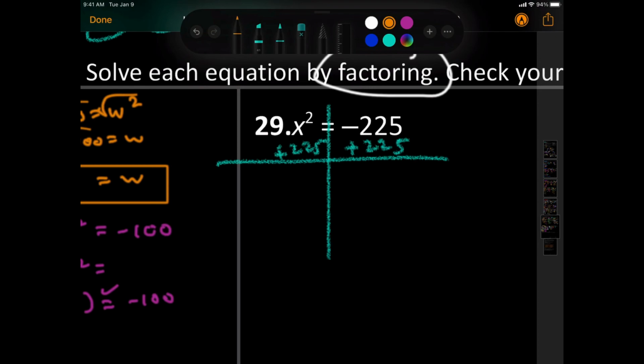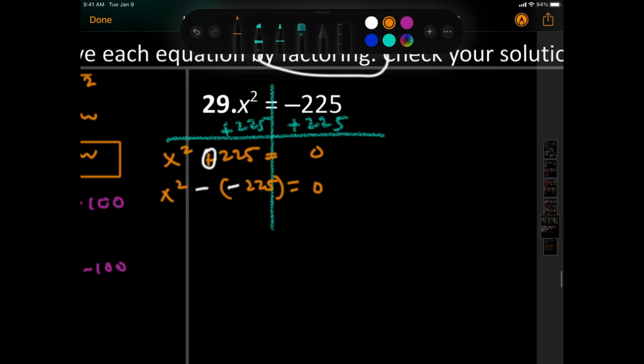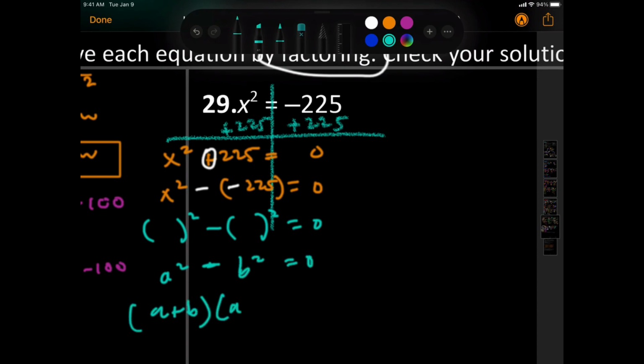I like Coca-Cola. So x squared plus 225 equals 0. We've been changing this plus sign to minus minus. Why did I do that? We're trying to find something squared minus something squared because this is the formula: a squared minus b squared equals 0, and that'll turn into a plus b, a minus b.